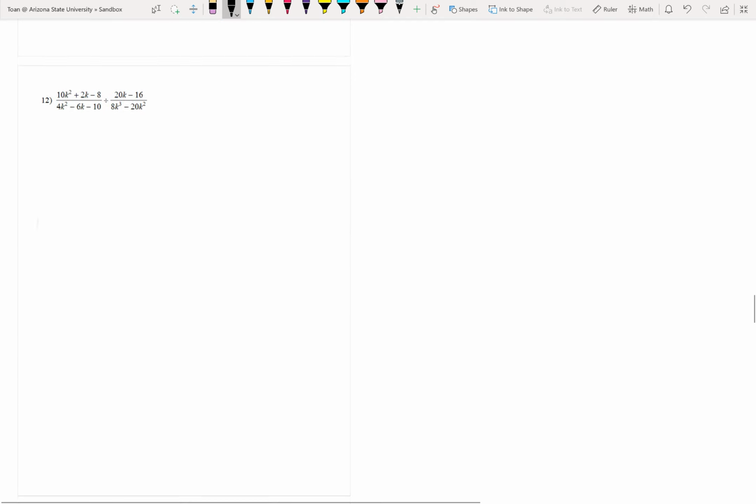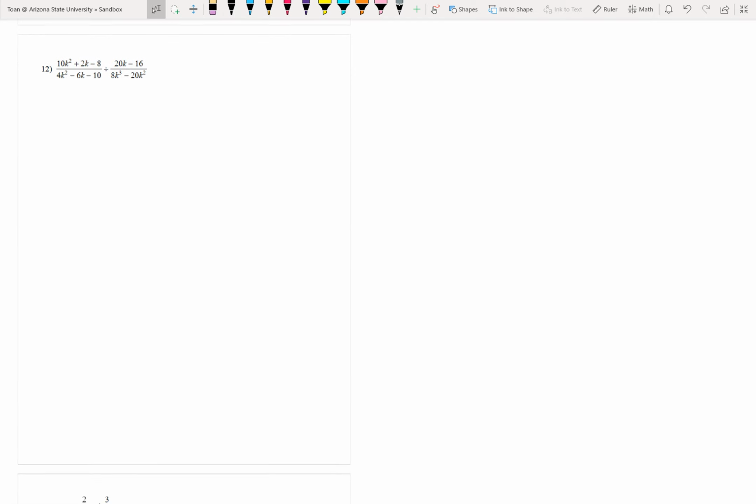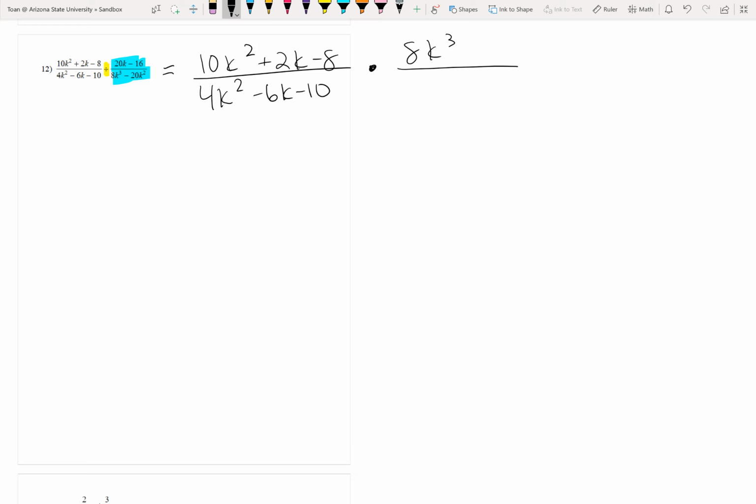For number 12, which is a division example, you don't want to factor and cancel until it's a multiplication problem. So you have to remember that when it comes to multiplying by fraction, keep the first fraction the same, change the division to multiplication, and take the reciprocal of the divisor. So I'm going to rewrite this problem as the first fraction stays the same, change it to a multiplication problem, and take the reciprocal of the second fraction.